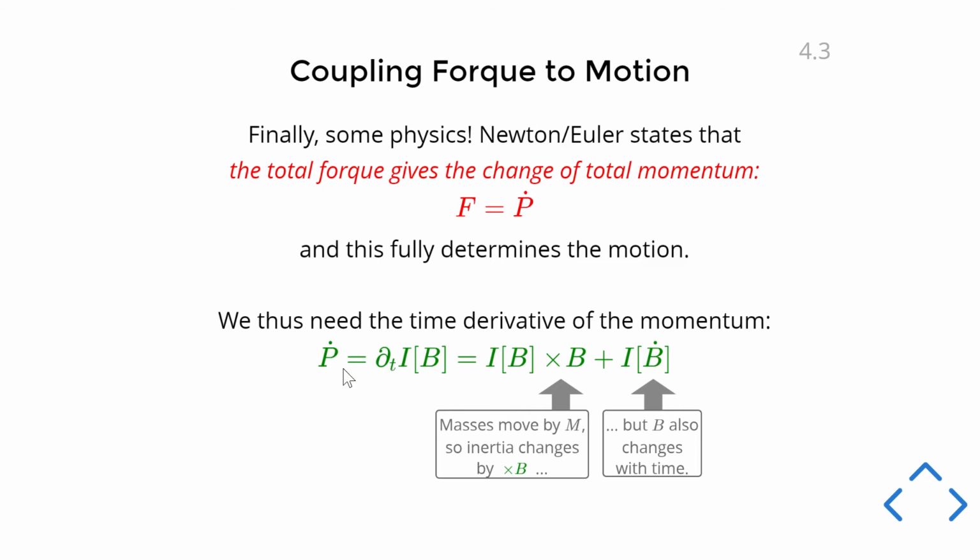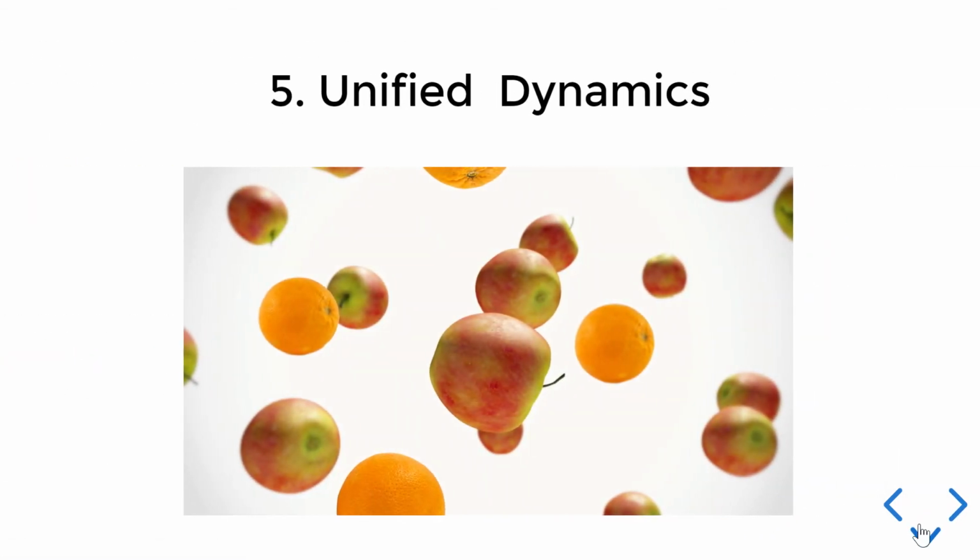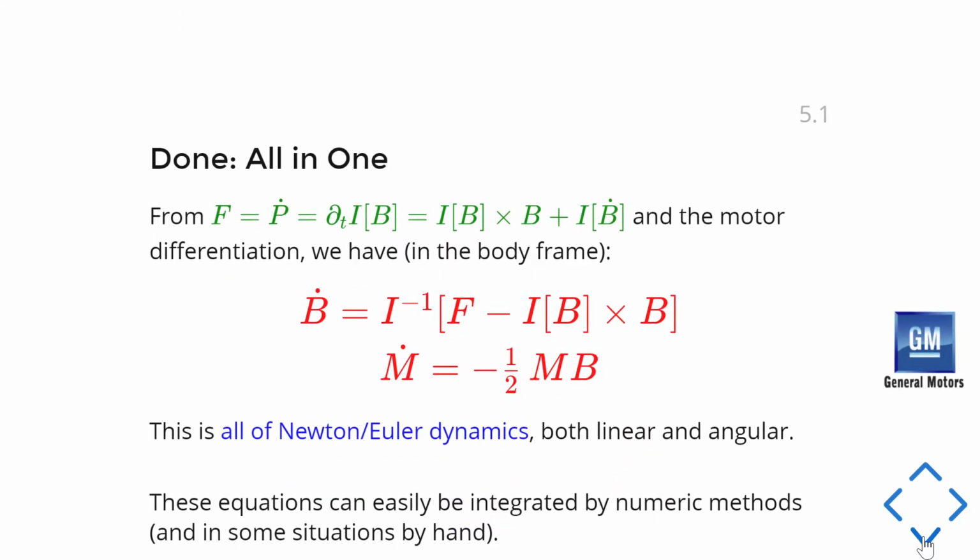We know that the momentum itself was the inertial map applied to the bivector of the motor. And what do we do when we differentiate? Well, we get a cross B. I just showed that on the previous slide because this is a thing that moves with the motor. But we're not quite done because the B itself may be changing in time as well. So we also need I on B dot. I is a linear function, so I can pass it through there. And this, surprisingly, is all. We now have fully unified dynamics.